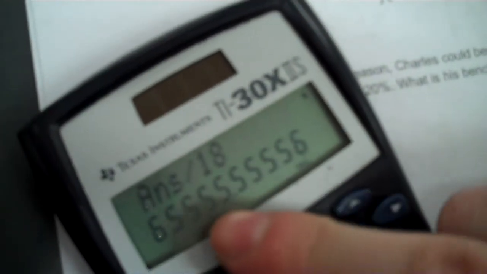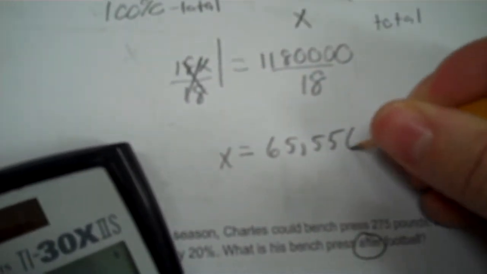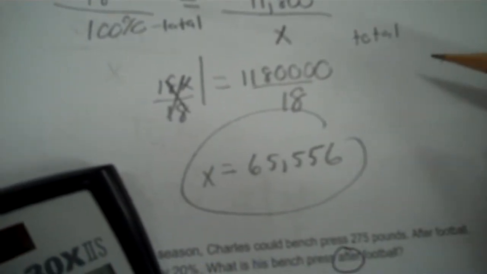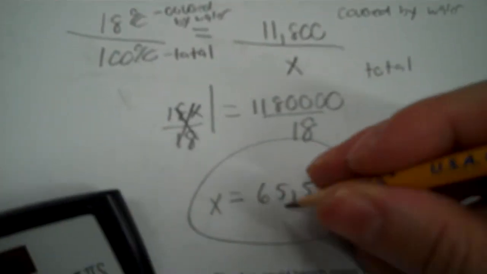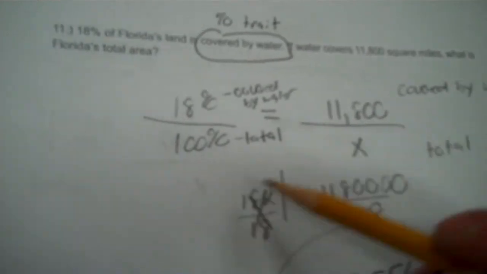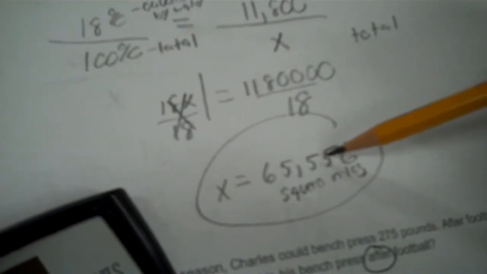Now you don't need the decimal, just go 65,555 or 556, it doesn't matter. You can put 55 or 56 at the end there. And the label would be square miles, the same as this label. 18% is covered by water, that much is covered by water, so there'd have to be that much total.